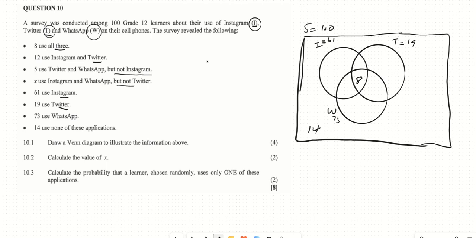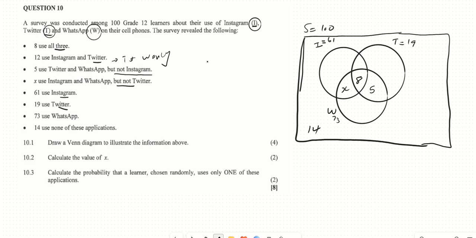Now they said 12 use Instagram and Twitter, so we'll get to that. But 5 use Twitter and WhatsApp but not Instagram. So this is Twitter and WhatsApp only, because they're not on Instagram, and they are 5. Okay, and x use Instagram and WhatsApp but not Twitter. So here we have that x. And now they said 12 use Instagram and Twitter, so Instagram and Twitter is supposed to be 12.